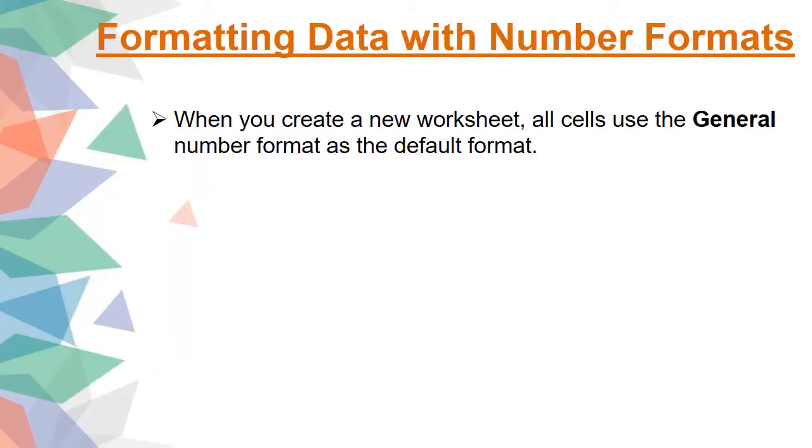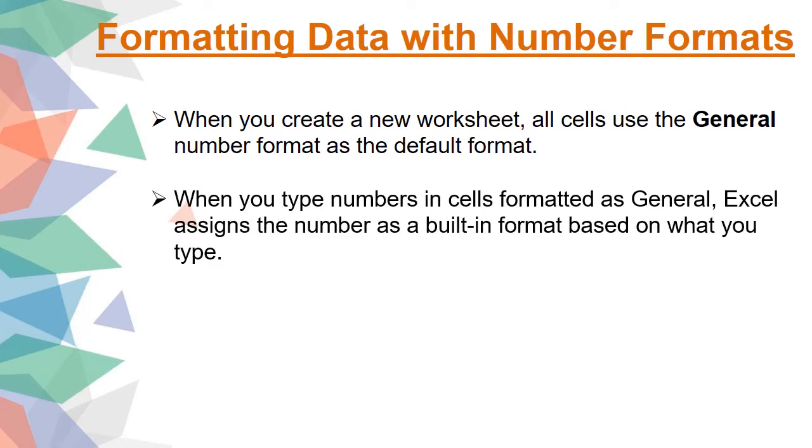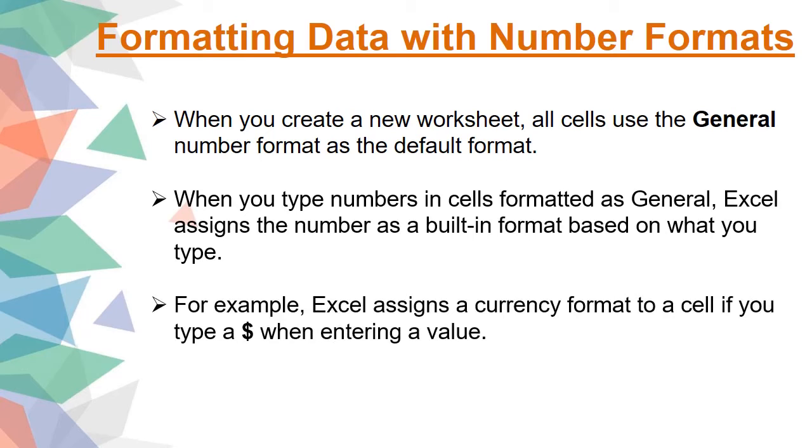When you create a new worksheet, all cells use the general number format as the default format. When you type numbers in cells formatted as general, Excel assigns the number as a built-in format based on what you type. For example, Excel assigns a currency format to a cell if you type a dollar sign when entering a value.